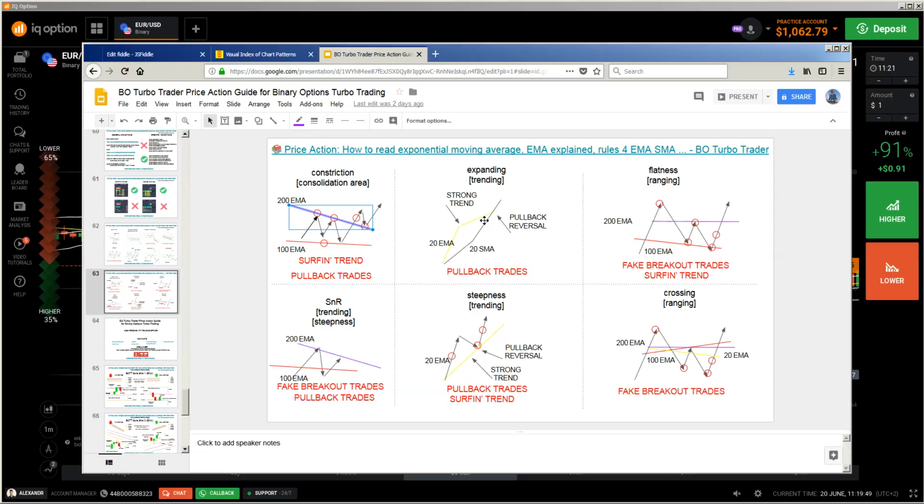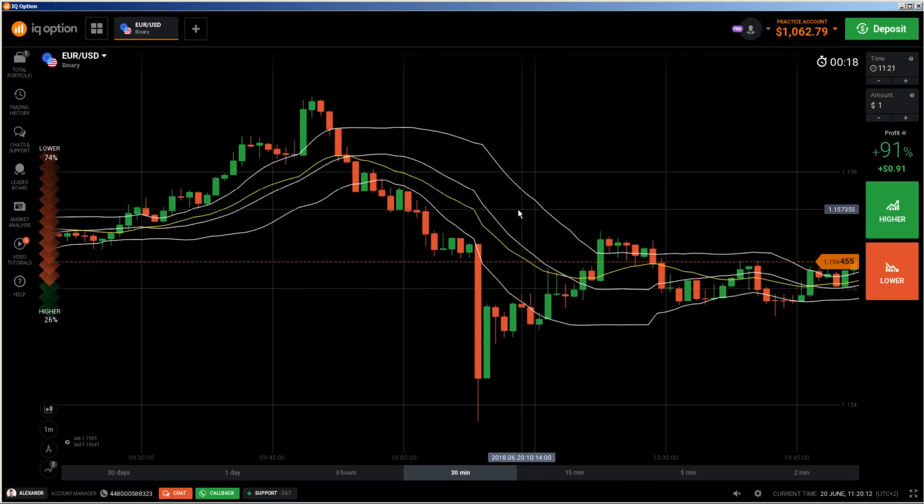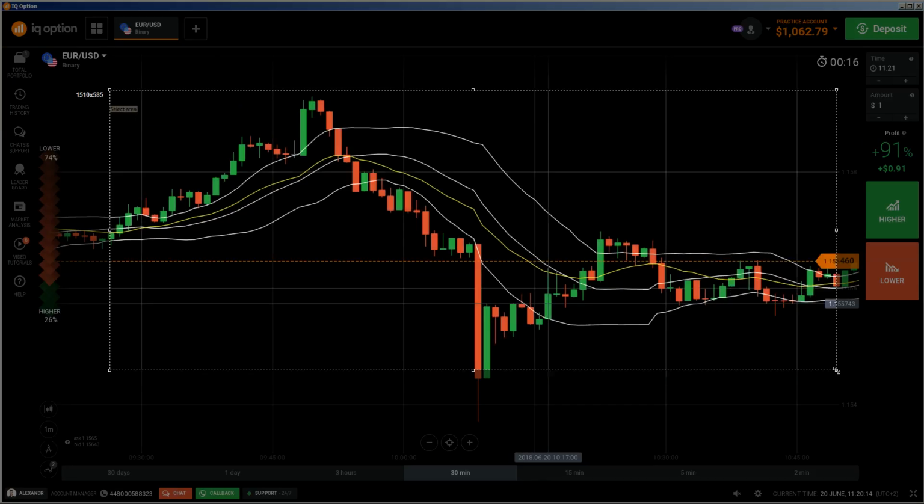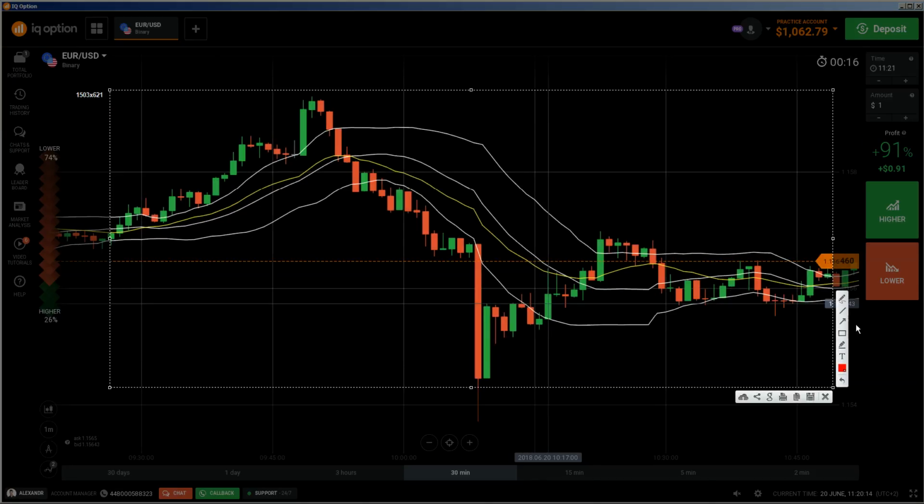Or if the 20 EMA and the middle Bollinger Band are crossing, you get a reversal or a pullback. That is what's happening. If they are expanding, if they get out of each other, you get a strong trend. If they're getting together and crossing, you get a reversal or a pullback, and that is what I'm going to show you here. So we get this part here, so it's not so nice, but okay.